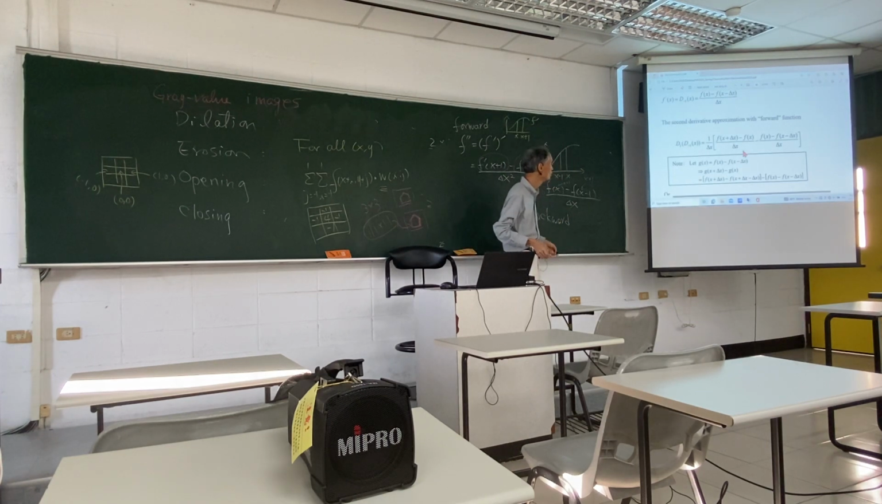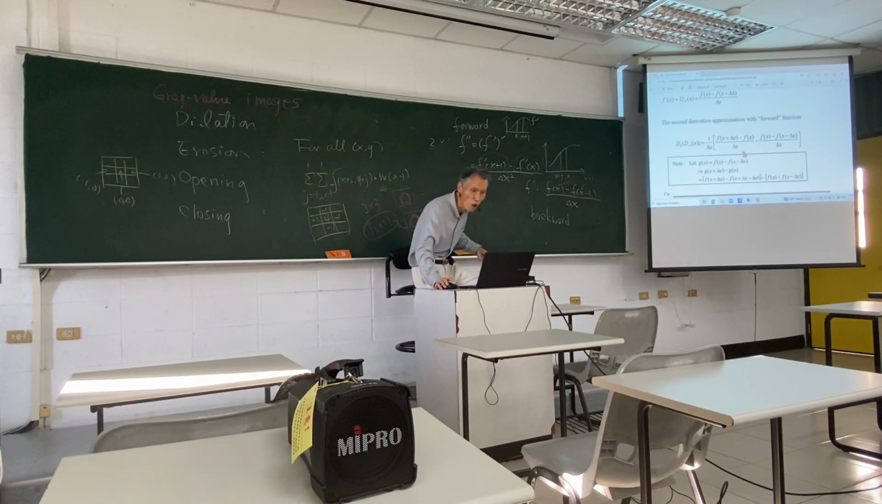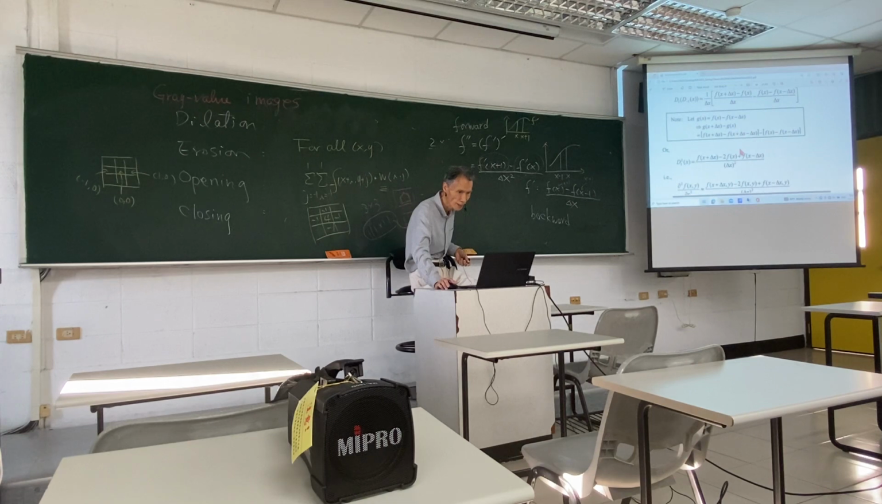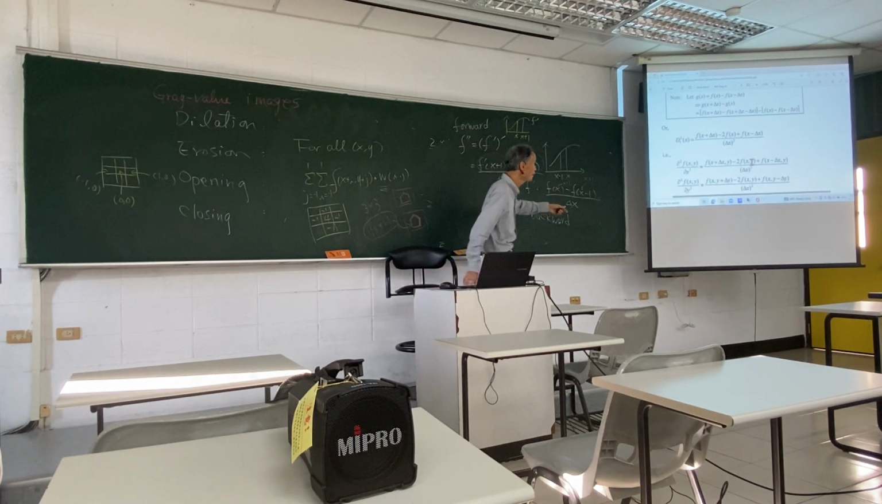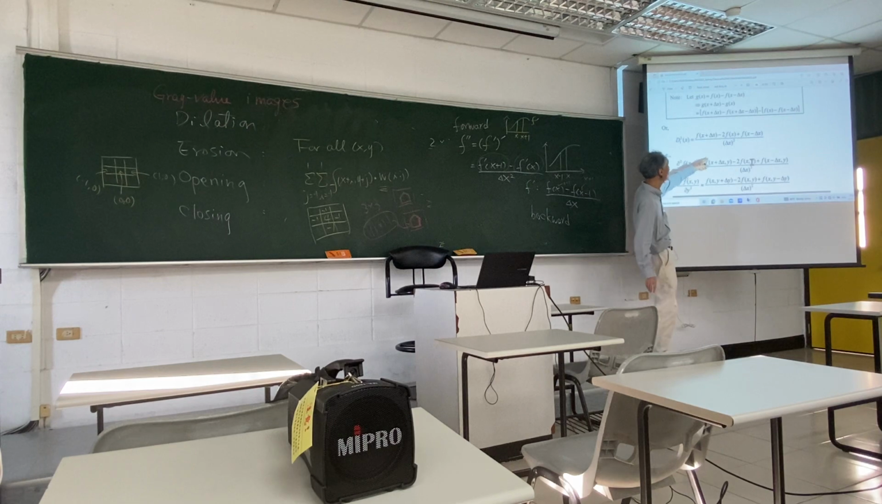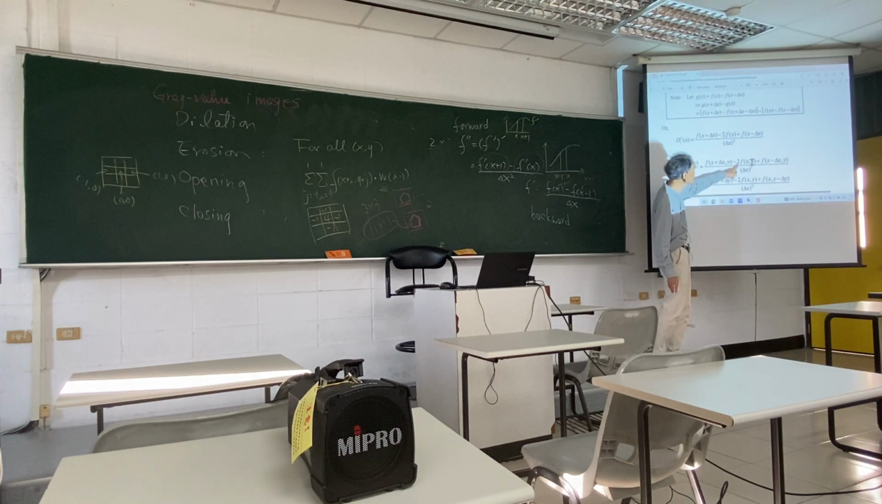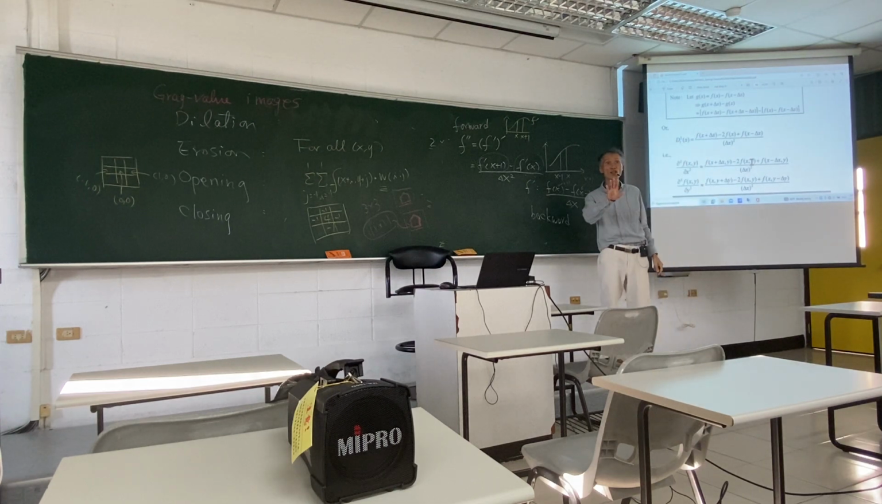So this is for x. And now we extend it to y. The second derivative with respect to x can be written down like this. So eventually you will have 1, minus 2, and plus 1 here. Everyone follow me?